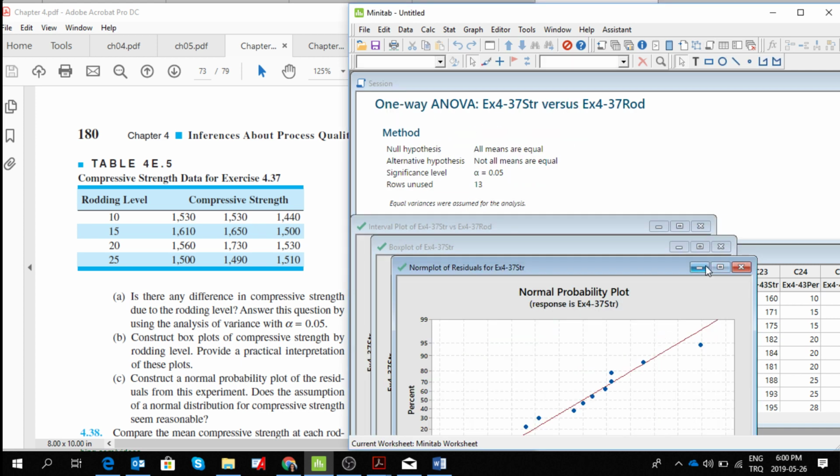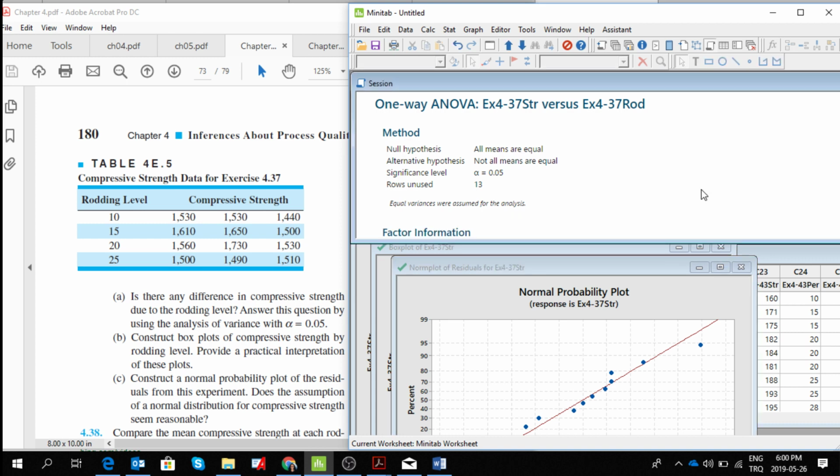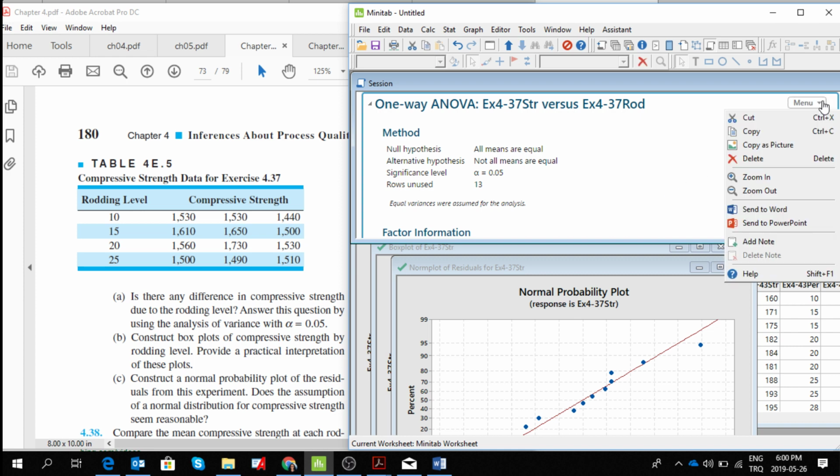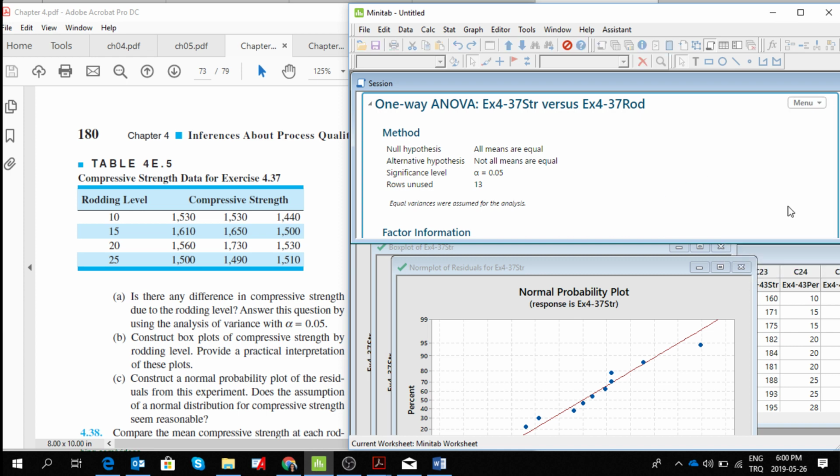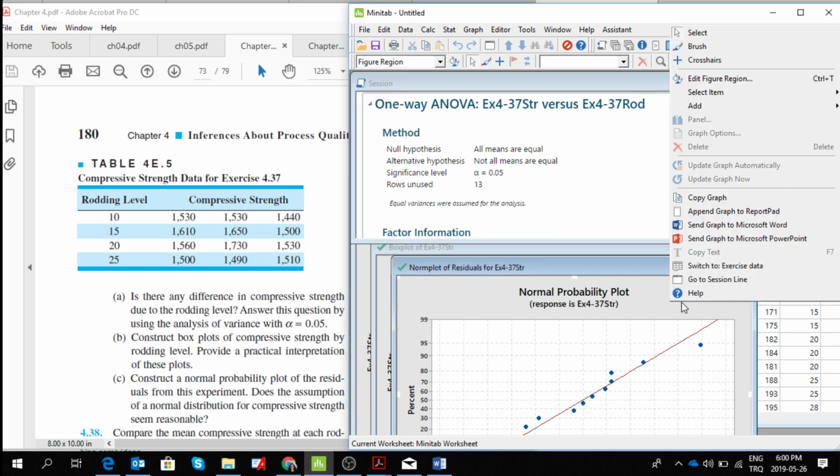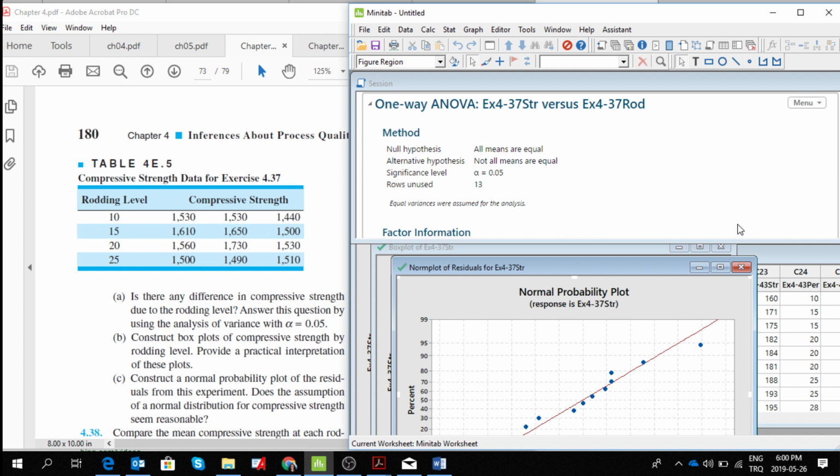Okay, I'm going to discuss these later on, but I want to talk to you about this screen first. This is the session. If you want, I'm going to send this to Word right away and talk about it in the Word file. I'm also going to send this normal probability plot as an answer to part B. I'm going to send it to Microsoft Word, and I'm going to close that.